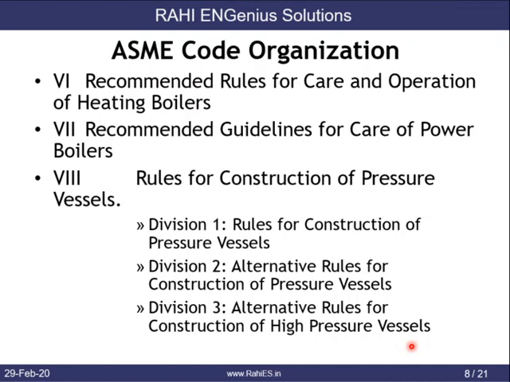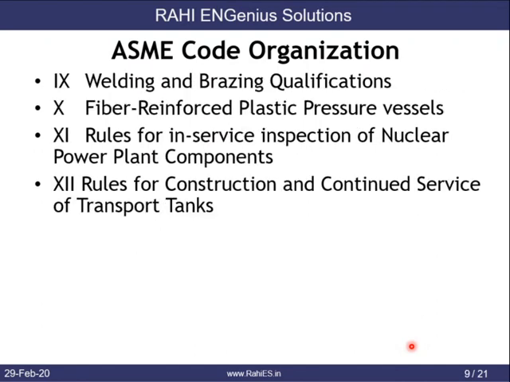So Division 1 is the rules for construction of pressure vessels, Division 2 is alternative rules, and Division 3 is also alternative rules but for high pressure vessels. Section 9, welding and brazing qualifications. Section 10, fiber reinforced plastic pressure vessels. Section 11, rules for in-service inspection of nuclear power plant components, and Section 12, rules for construction of and continued service of transport tanks.